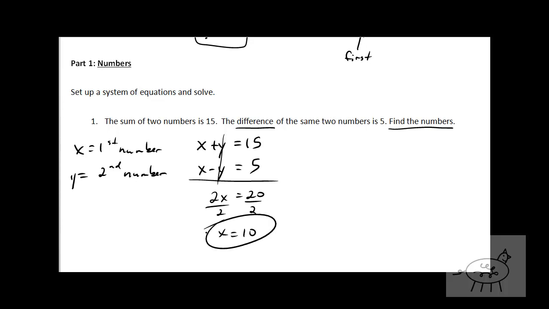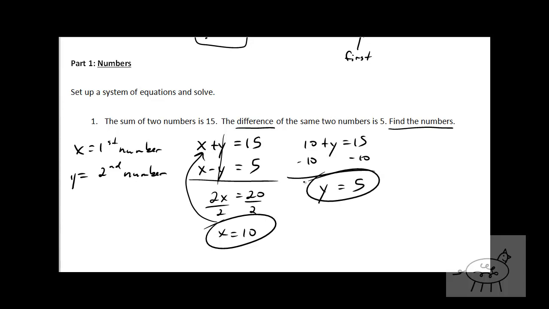How do you find your second number? You plug it back into one of the equations. I'll plug it back into the first one because you don't have any negatives. I don't like negatives. So it's 10 plus y equals 15. So subtract 10 from both sides. So y is equal to 5. And there you go. Those are your two numbers.